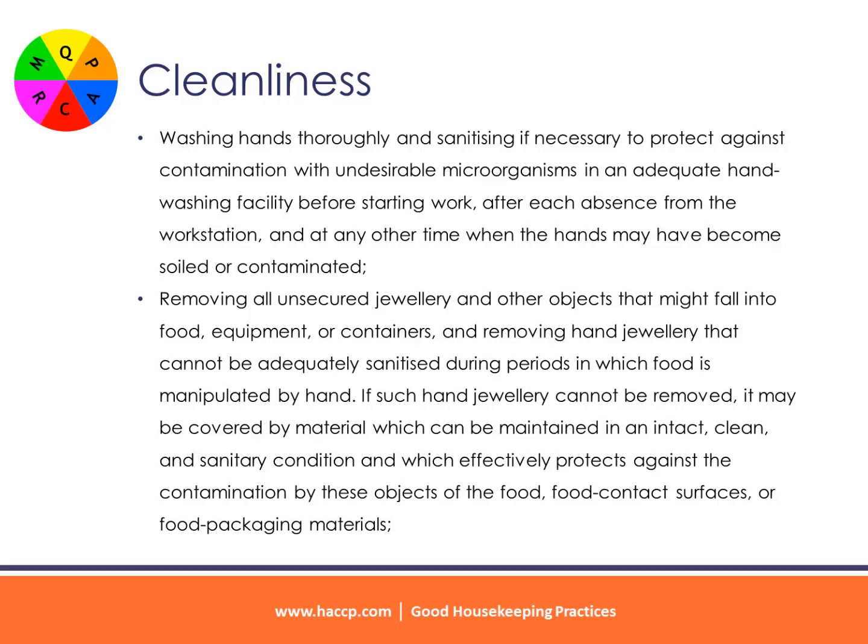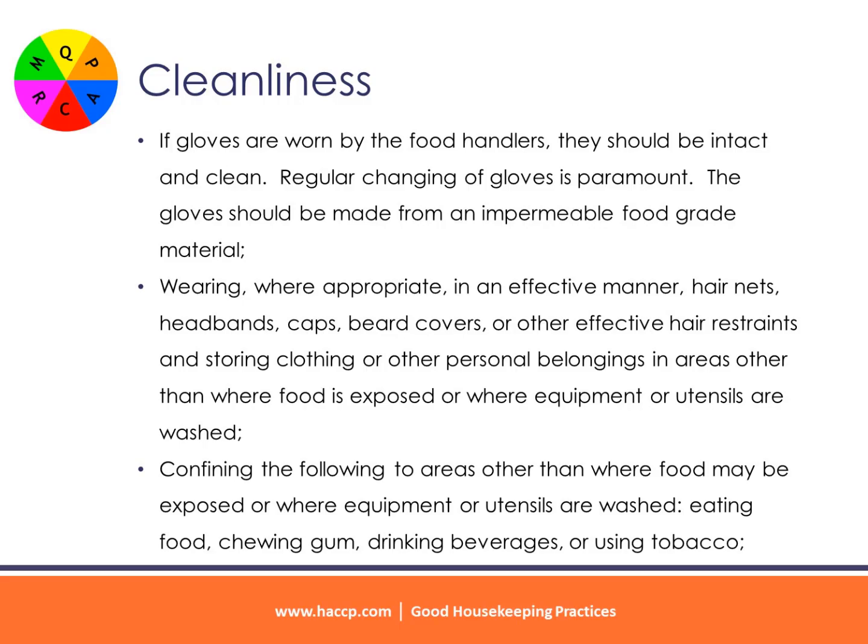Removing all unsecured jewelry and other objects that might fall into food, equipment, or containers, and removing hand jewelry that cannot be adequately sanitized during periods in which food is manipulated by hand. If such hand jewelry cannot be removed, it may be covered by material which can be maintained in an intact, clean, and sanitary condition and which effectively protects against the contamination by these objects of the food, food contact surfaces, or food packaging materials. If gloves are worn by the food handlers, they should be intact and clean. Regular changing of gloves is paramount. The gloves should be made from an impermeable food-grade material.